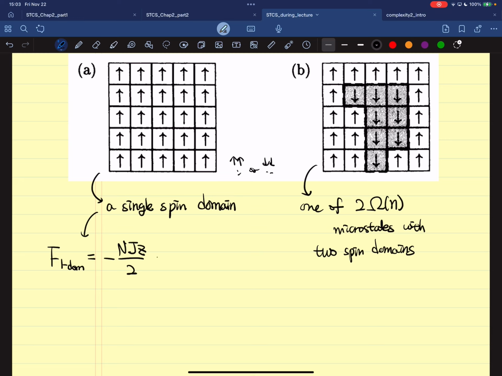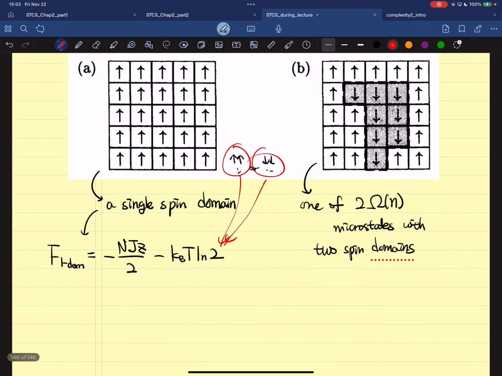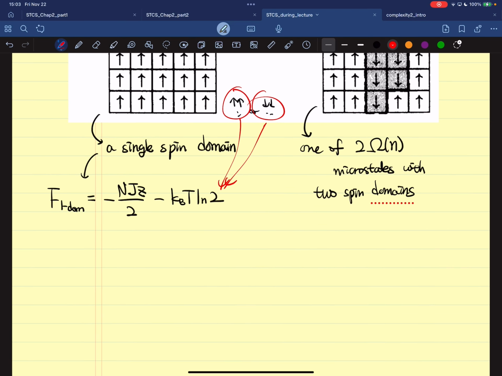And of course, the same entropy term is because of this up spin or down spin. And the tricky part would be here. And what is this mysterious omega term? I will show you.